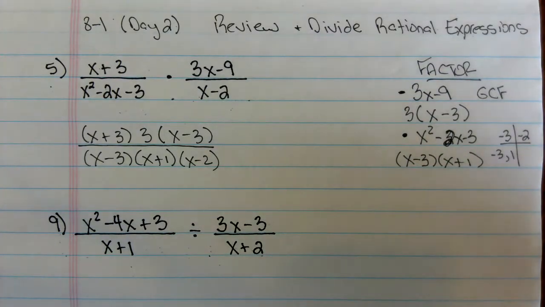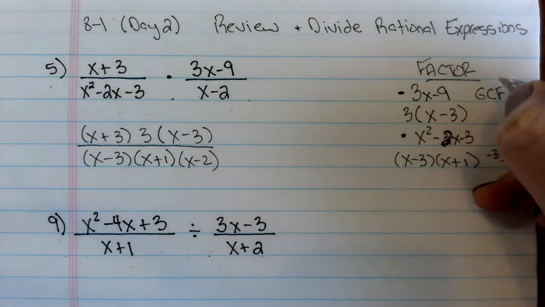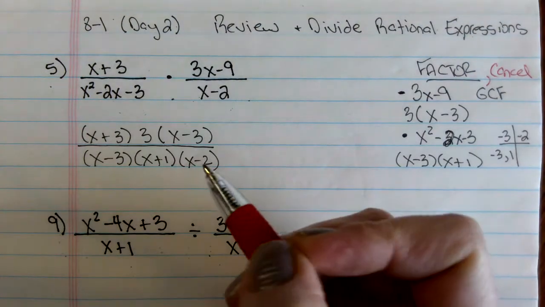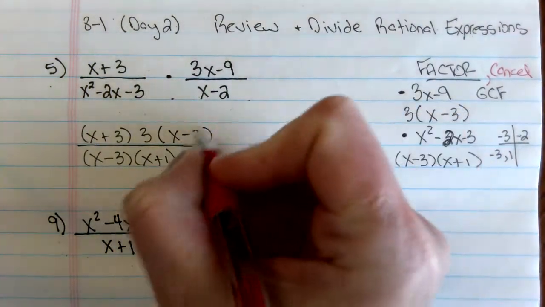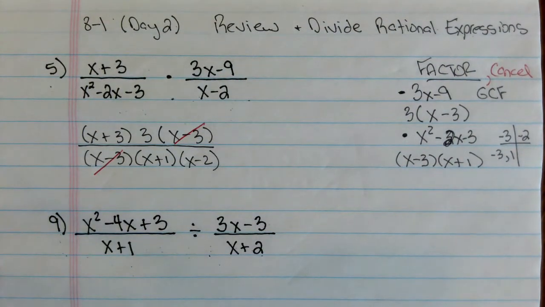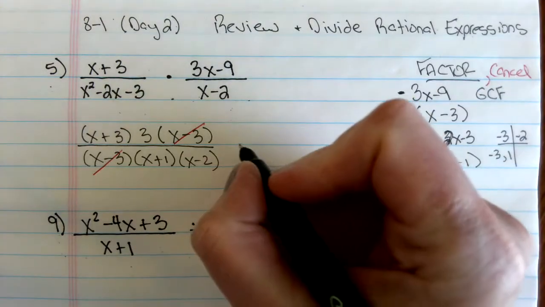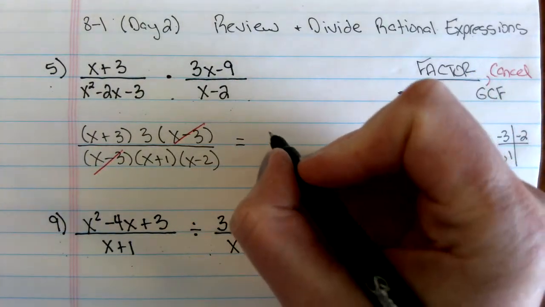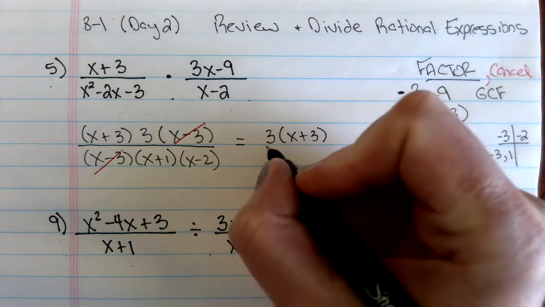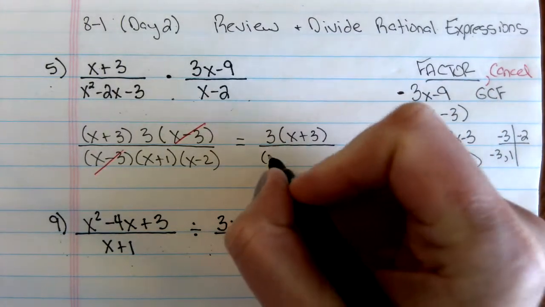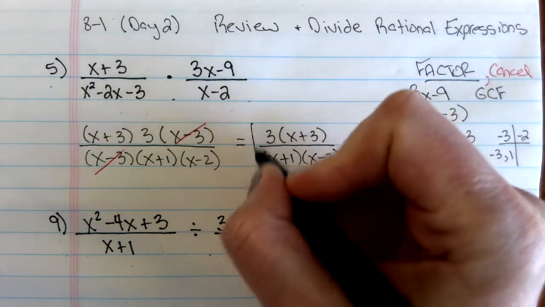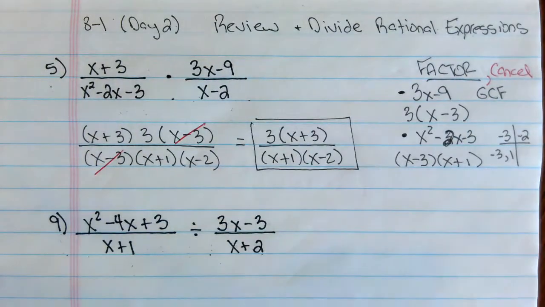Now, once I have everything factored, I'm going to cancel. So what factors match on top and bottom? I see an x minus 3, and that is the only thing that I see. So my good final answer is 3 times x plus 3 on top, and x plus 1, x minus 2 in the denominator. Good final answer.